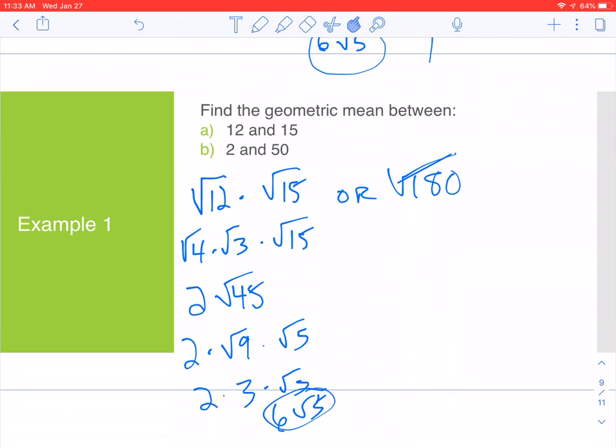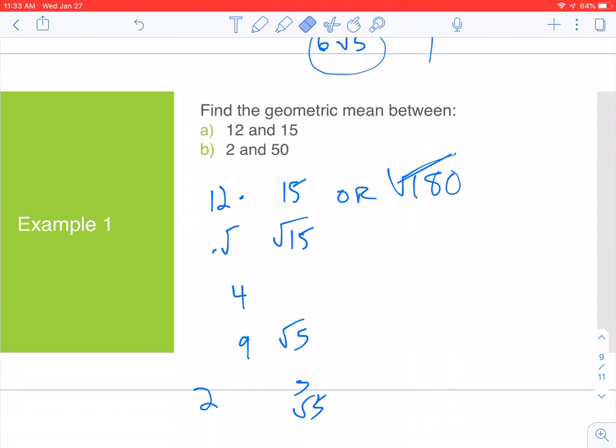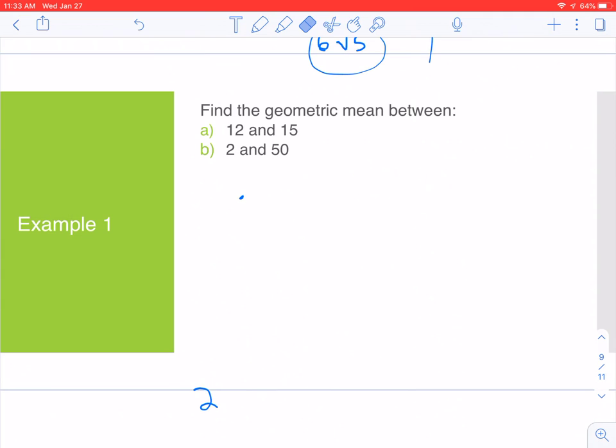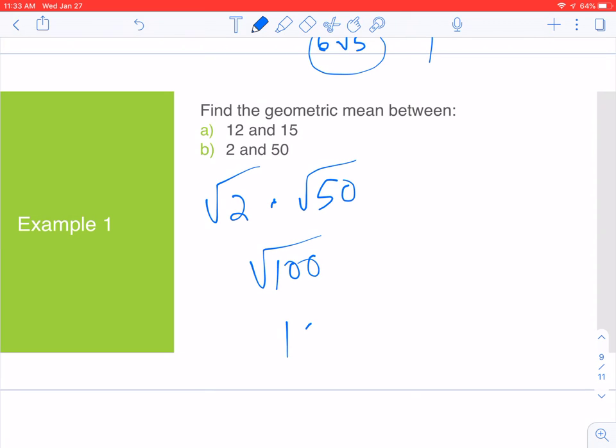Let's do between 2 and 50. I'm going to erase this. Let's do between 2 and 50. Root 2 times root 50. Well, if you guys look at this, you'll know that they equal 100. Square root of 100 is 10. So the geometric mean between 2 and 50 is 10. So in review, geometric mean is we multiply two numbers together and we find their square root.